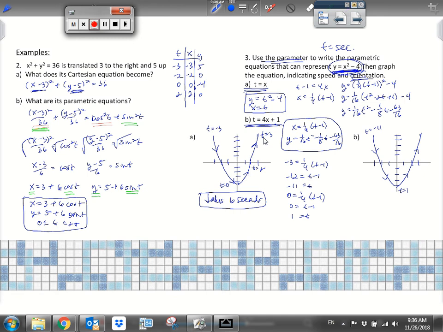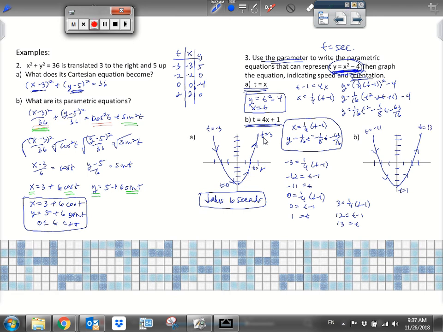But I really want to know what is t when x is 3. Right? That's going to tell me how long this took. So when x is 3, 3 equals 1/4 (t minus 1). Multiply both sides by 4. 12 equals t minus 1. So t equals, what, 13? Okay, so we end at t equals 13.